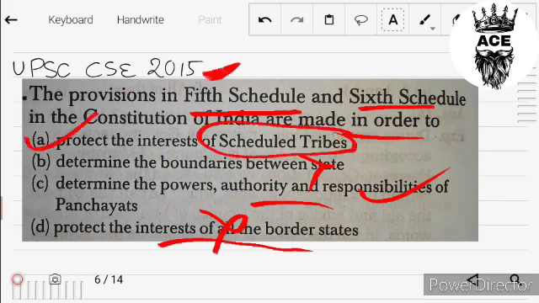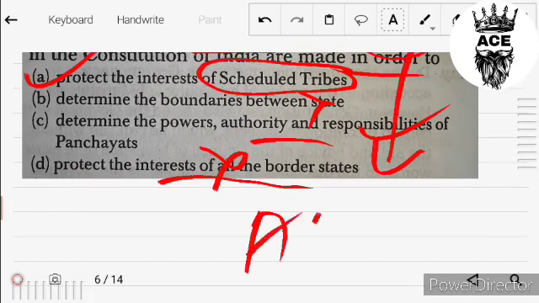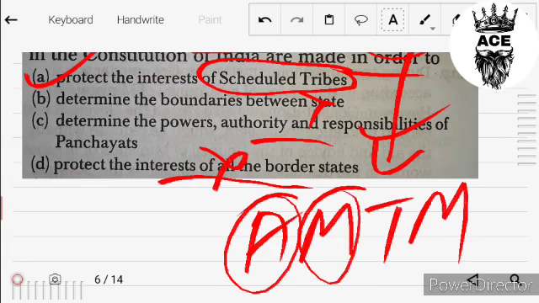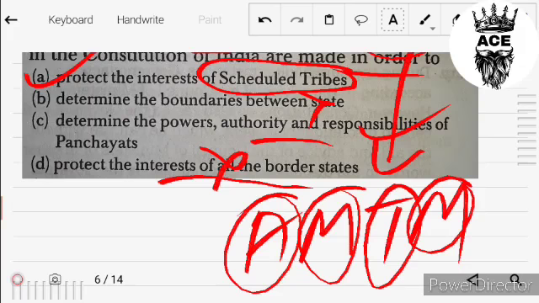Are you getting my points or not? The 5th Schedule and 6th Schedule, I have given that. The 5th Schedule is about the Scheduled Areas and Scheduled Tribes, and I have discussed that the 6th Schedule comes under the AMTM. What is AMTM? Assam, Meghalaya, Tripura and Mizoram. So that I have discussed.